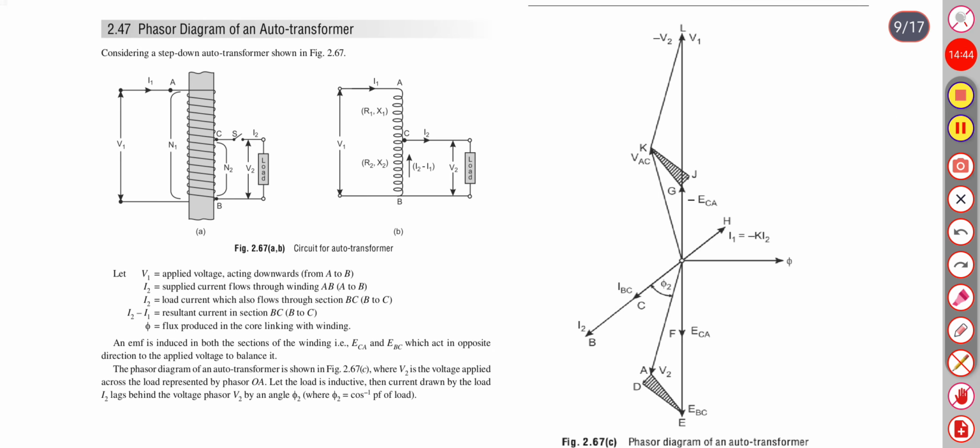Phasor diagram of an auto transformer. V1 is the applied voltage, I1 is the supplied current, I2 is the load current which also flows through BC, and I2 minus I1 is the resultant current in section BC. Phi is the flux produced in the core linking with the winding. This is I2 minus I1 and this is I2.